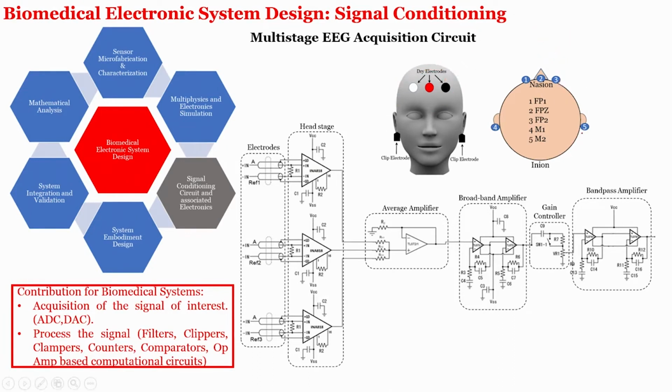So, we understood how to place the electrodes or how to use the electrodes with the head stage, how to use the amplifier, whether it is a broadband amplifier, how to control the signals, how to adjust the gain, and how the band pass filter would work, isn't it. Acquisition of the signals using the ADC, DAC, processing signals using filters, clippers, clampers, counters, comparators, op-amp based computational circuits, all we have covered in this particular course, and that actually is a core.